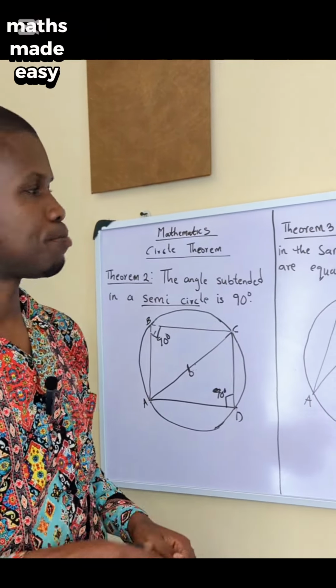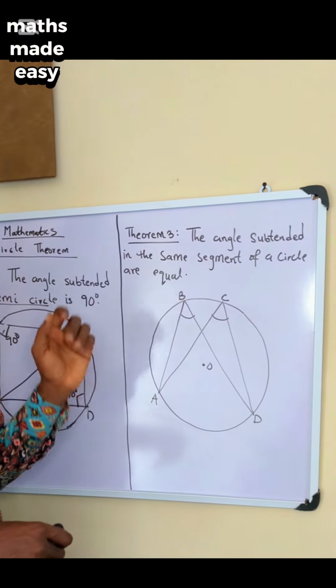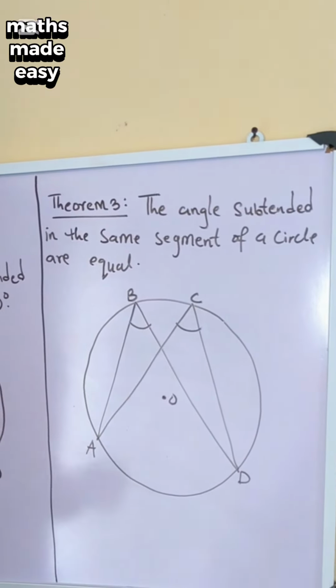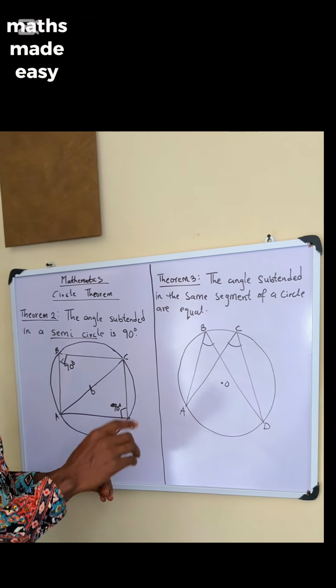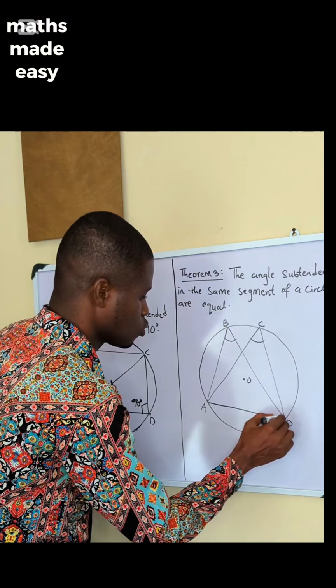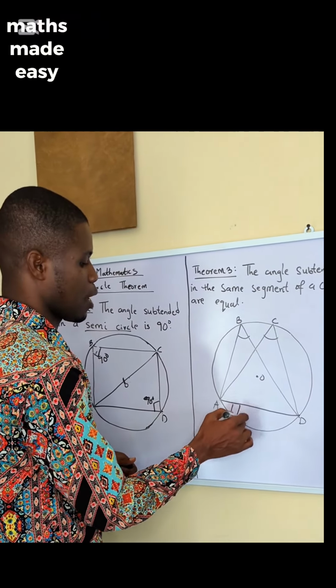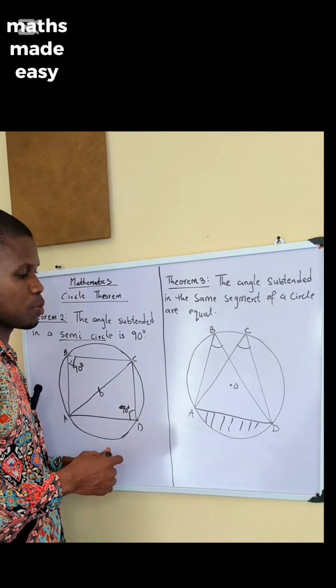Let's look at theorem 3. The angles subtended in the same segment of a circle are equal. A segment, like we've defined earlier, is a part of a circle that is bounded by an arc and a chord. So assuming we draw a line from A to D, this shaded part is a segment. The unshaded part of the circle is also a segment.